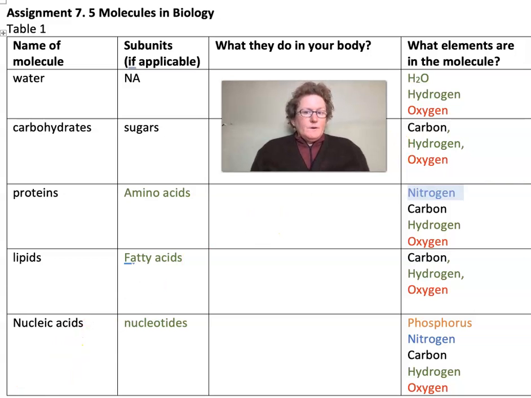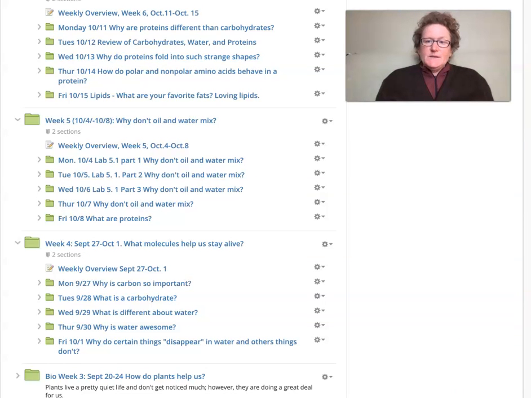If you would like to figure out what they do in your body, we can go and review the curriculum. So as we can see, assignment 7.5 is a review of about 4 weeks of work. Week 4, we went over some things about carbohydrates and water. So that's a good place to go back and review what's a carbohydrate and what they do in your body and why are they important. And then also review water.